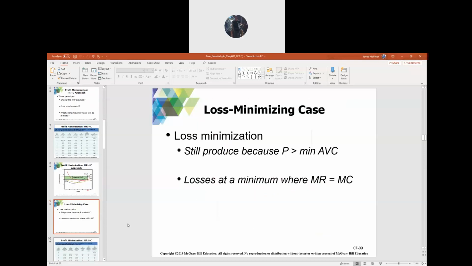Okay, so that was case 1. Remember, produce and make a profit. Case 2 is we're going to produce and minimize losses.